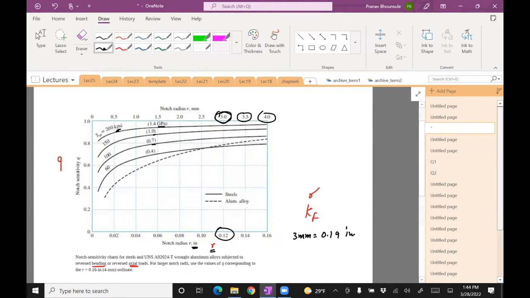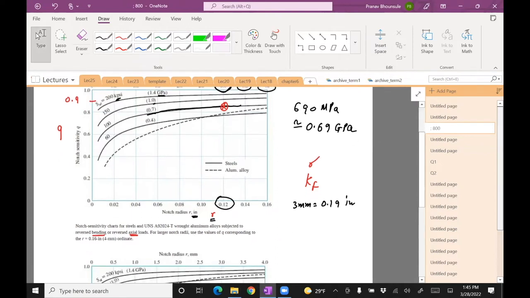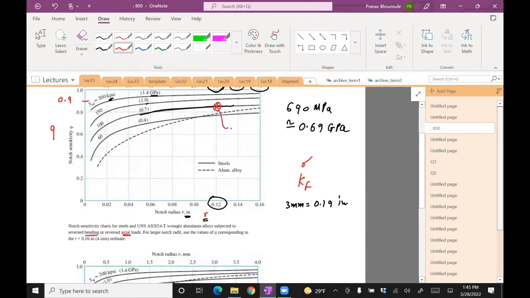And we also have 690 MPa, which is also 0.69 GPa, about 0.7. So 0.7 is right here, and it's just this point. This is fairly straightforward. It's somewhere between 0.8 and 0.9 it looks like. So let's just assume it's 0.85 for Q.